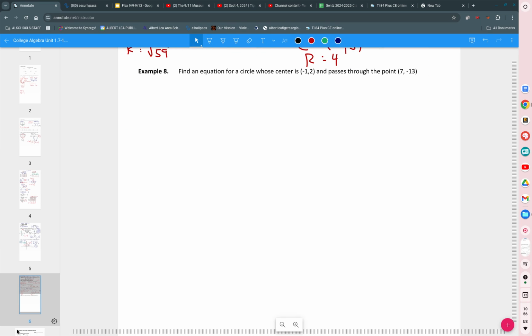Find an equation for a circle whose center is -1, 2, and passes through the point 7, -13. I don't expect you to do this whole problem on your own. I simply want you to take about a minute, and I want you to talk to the person next to you. How would you go about solving this? What would you do to try to come up with an answer here? Go ahead.